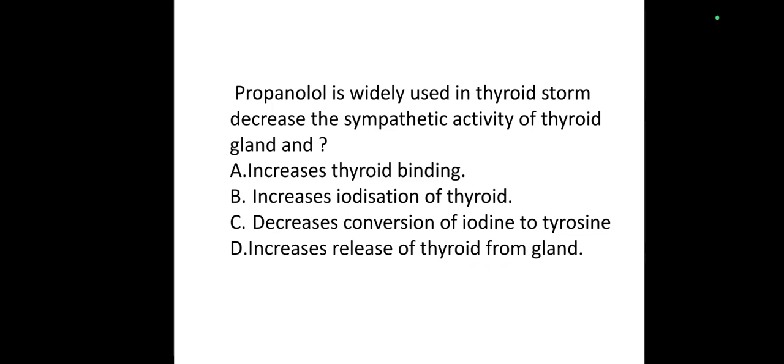Question 5 is a classic interdisciplinary pharmacology and general medicine question. Propranolol is widely used in a thyroid storm to decrease the sympathetic activity of the thyroid gland, and the options are A. increases thyroid binding, B. increases iodization of thyroid, C. decreases conversion of iodine to tyrosine, D. increases release of thyroid from gland.